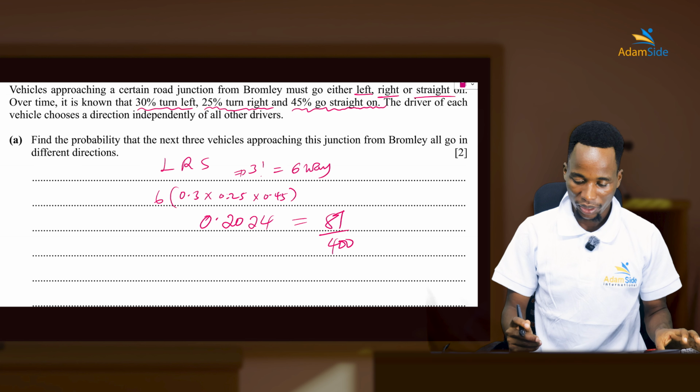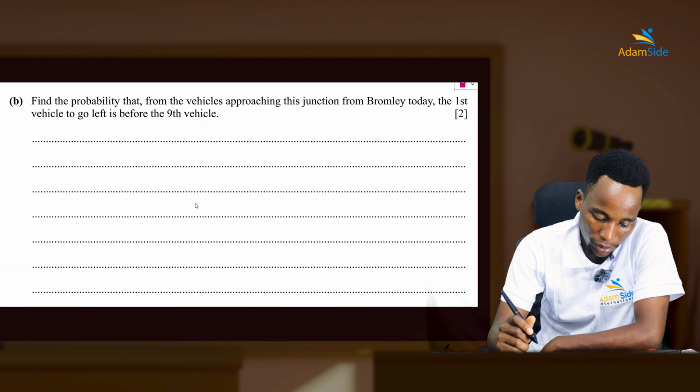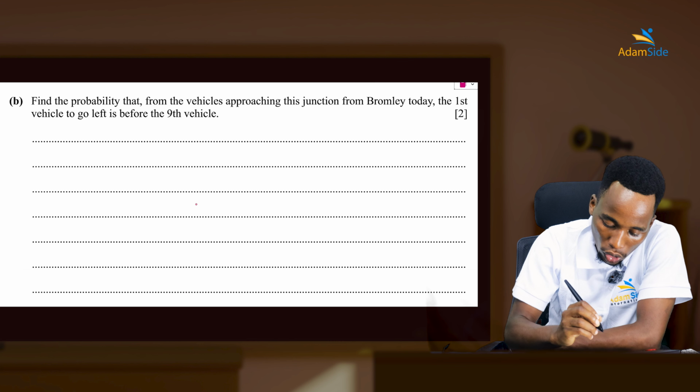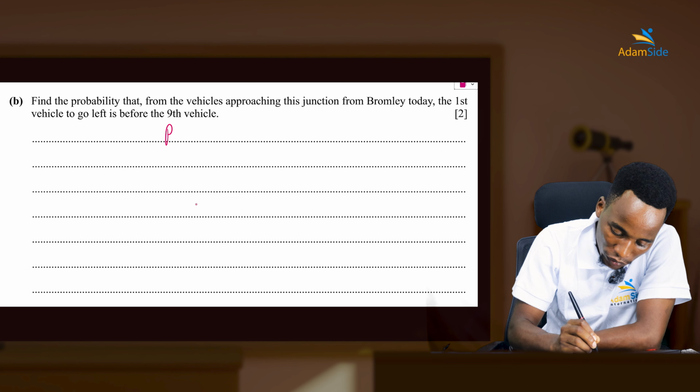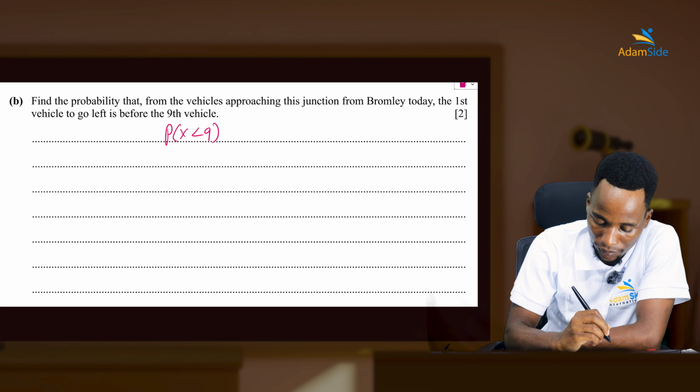Now we'll be moving to part B. Part B says find the probability that, of the vehicles approaching this junction from Bromley today, the first vehicle to go left is before the 9th vehicle. So we are looking for before 9, so P of X less than 9.